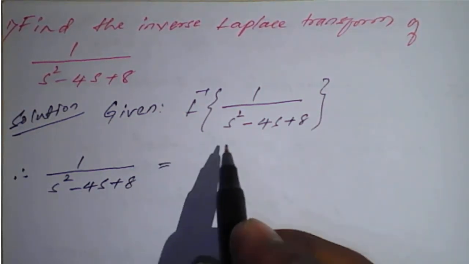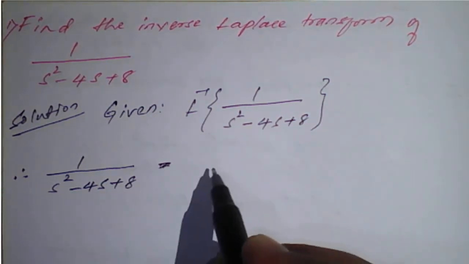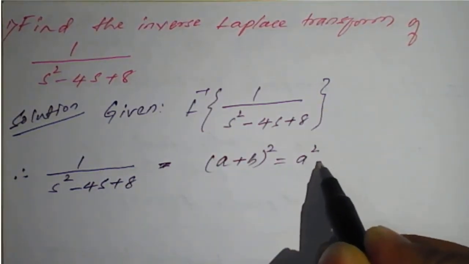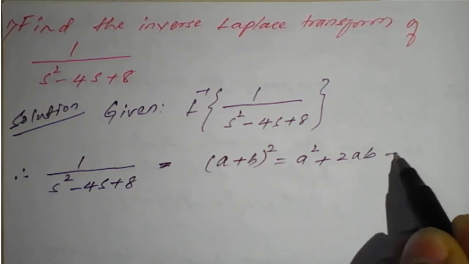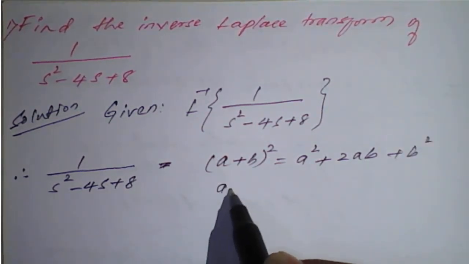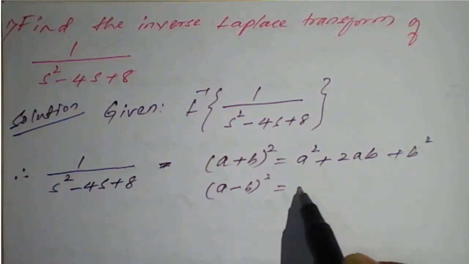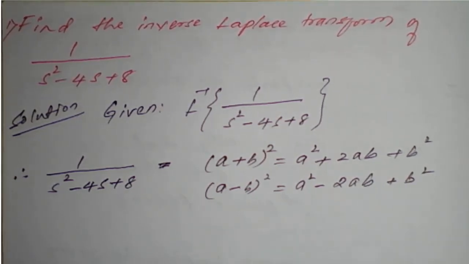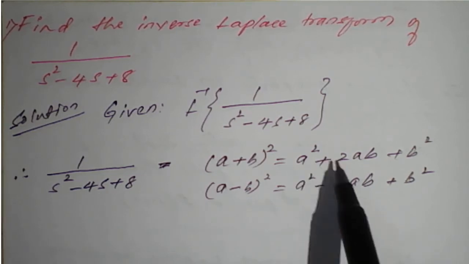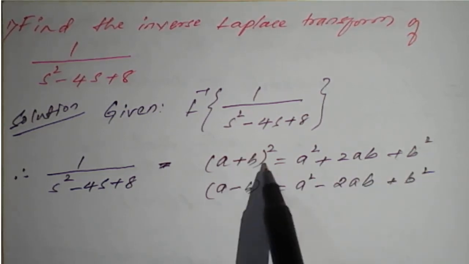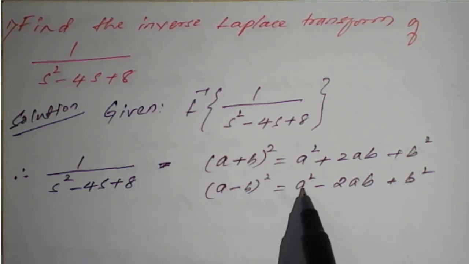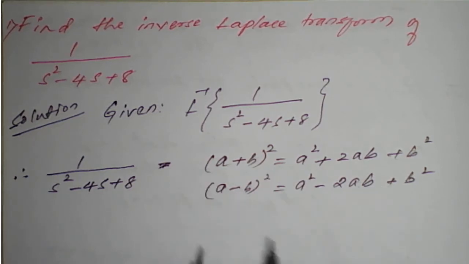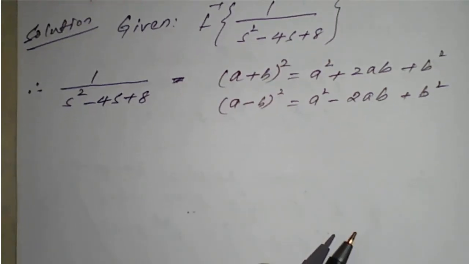So how to make it? Just see here. We know the formula: a plus b whole square is a square plus 2ab plus b square. Similarly, a minus b whole square is a square minus 2ab plus b square. So if an expression is in the form a square plus 2ab plus b square, we can write a plus b whole square, and if it is in the form a square minus 2ab plus b square, we can write a minus b whole square.